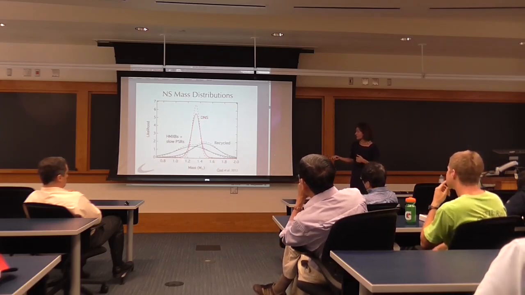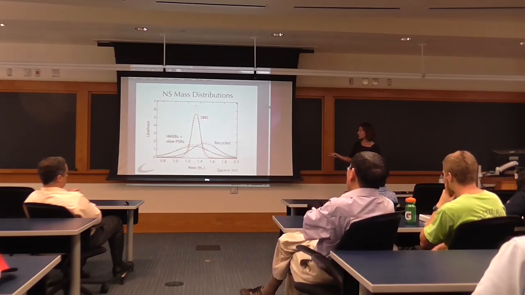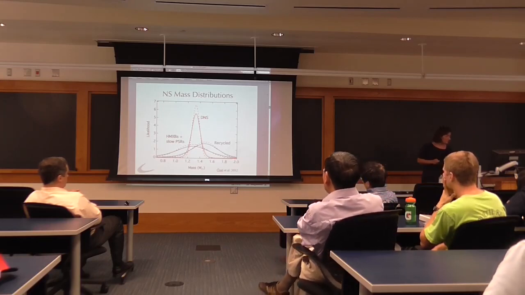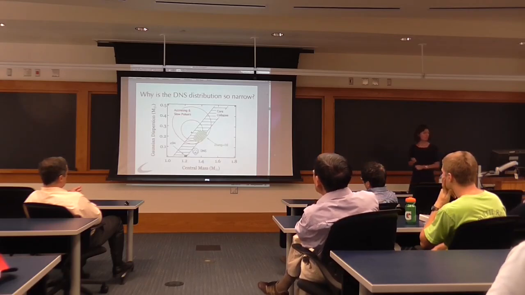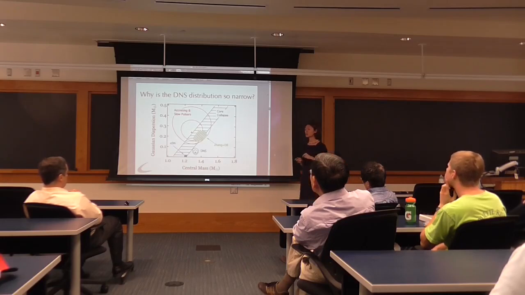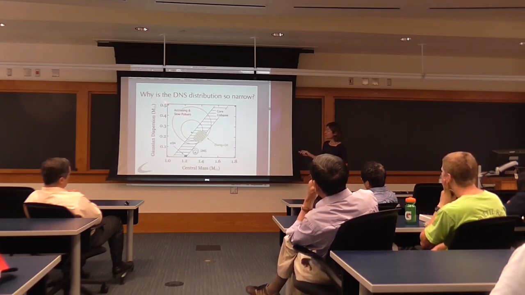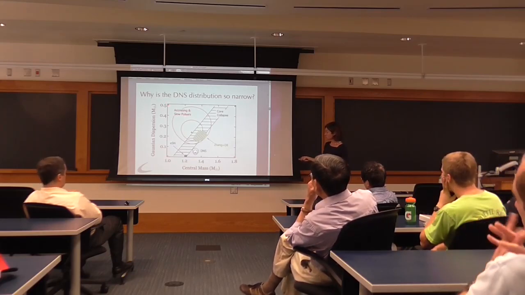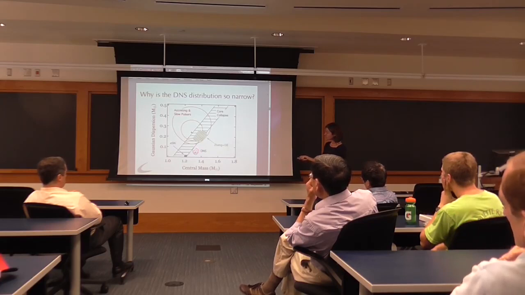On top of that, it's also extremely narrow compared to, for example, other neutron stars near their birth masses or the recycled neutron stars. Now, let me show you in a different way why the double neutron star distribution is anomalously narrow. So here, now I'm plotting just the Gaussian dispersion and the central mass of the distribution. The double neutron star most likely value is right here, and this is the 68 and 95% confidence contours.